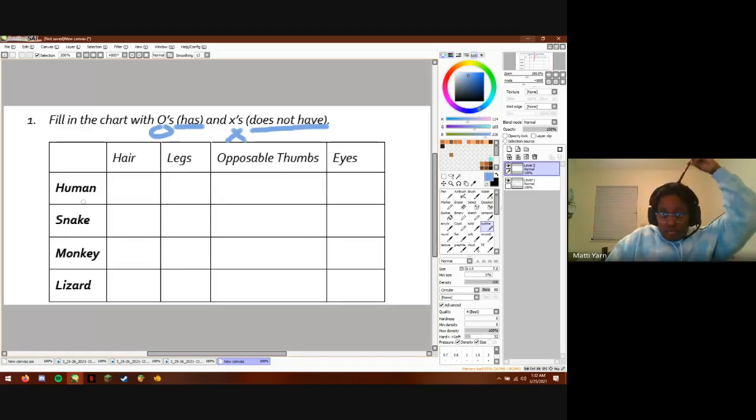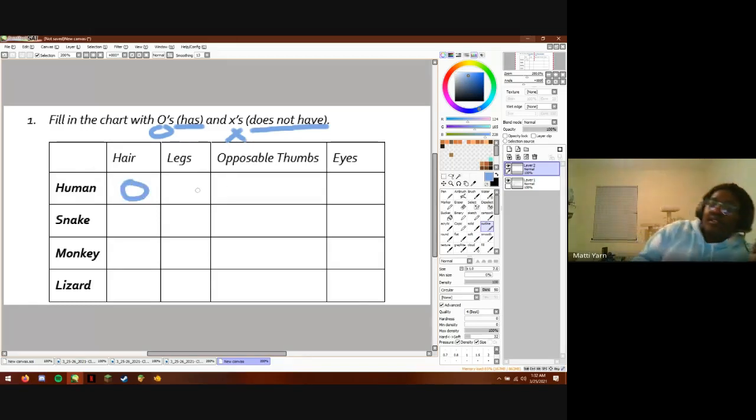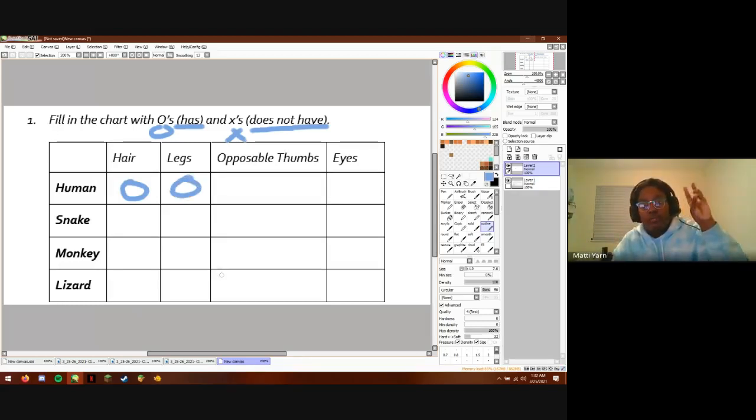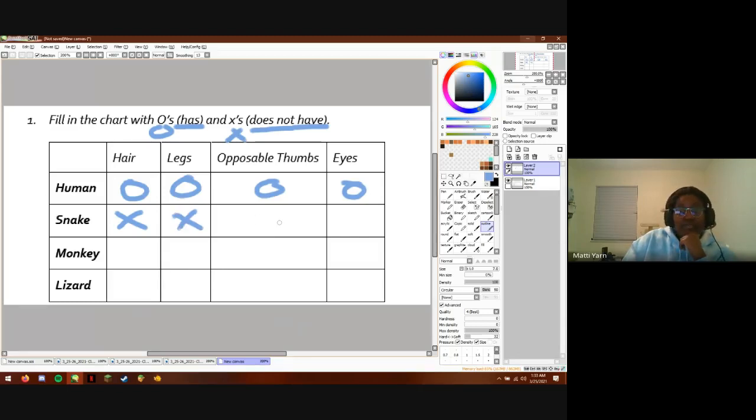So think along with me. Humans, we got hair. All right, we're going to put an O. We got legs. Oh my gosh. We got legs. All right, I'm going to put an O. We got opposable thumbs. Yep. And we have eyes. So we have all of those things. Sweet. Now, what about a snake? We all know what a snake looks like. Does a snake have hair? Nope, it's got scales. Legs? No legs. Opposable thumbs? Nope, no opposable thumbs. Eyes? They sure do. So they do have eyes.